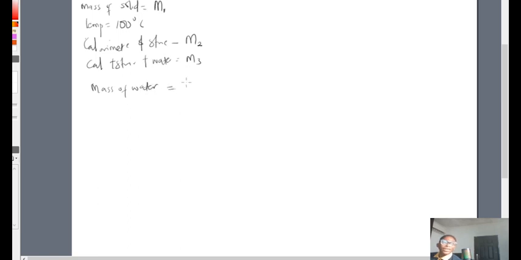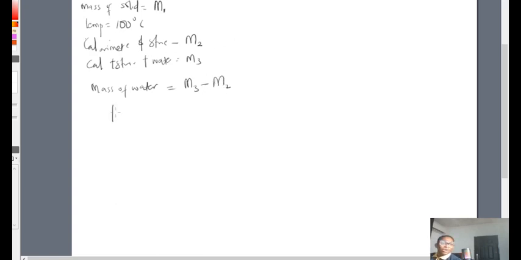You have to measure the calorimeter and the stirrer first. Let's assume that one is M2. Then you have to measure calorimeter plus stirrer plus water. That will give me M3. So now if I ask what is the mass of water, the mass of water that we are transferring the solid into will be M3 minus M2, right? So for the calorimeter we have M2.